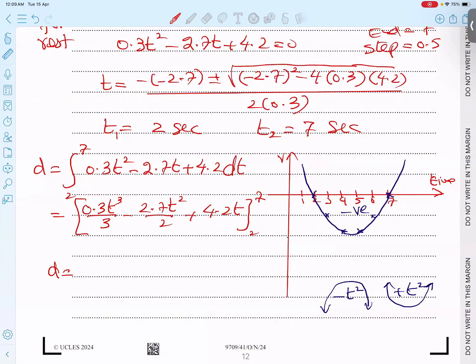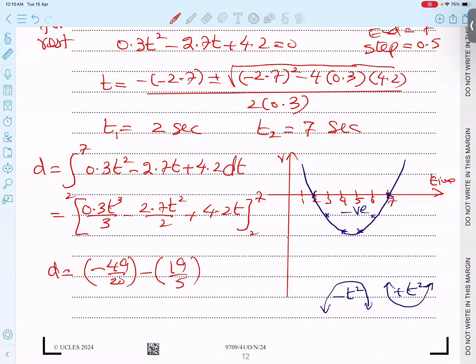0.1 in a bracket 7 to the power 3, negative 2.7 divided by 2 times 7 to the power 2, and plus 4.2 times 7. For the upper limit, I got negative 49 over 20. Upper limit done, minus. And when I plug in the lower limit 2, students, what happens? Let me check what I get finally. I'm getting negative 19 over 5.